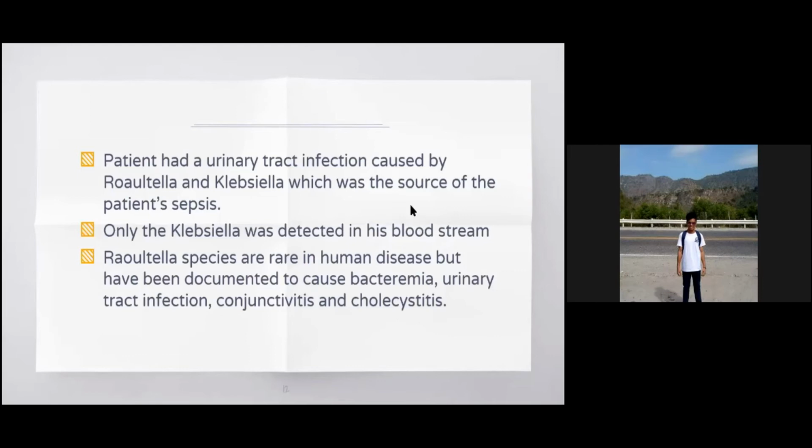Once Klebsiella goes inside our body, it may develop into an infection. Usually, Klebsiella is found in the GI tract, in the mouth, and in the nose. Raoultella species are just rare in humans. Next slide.